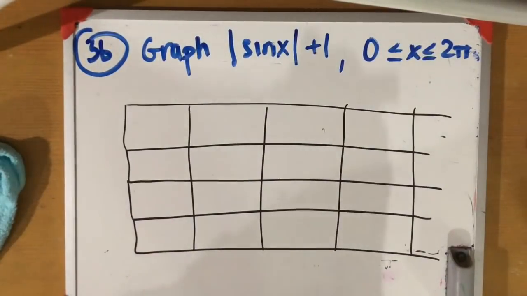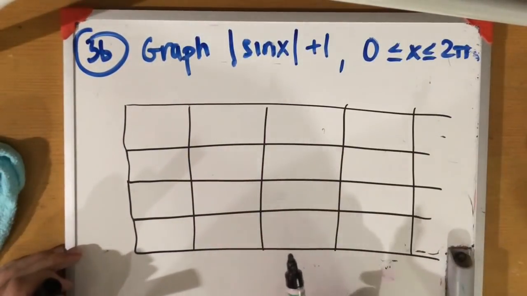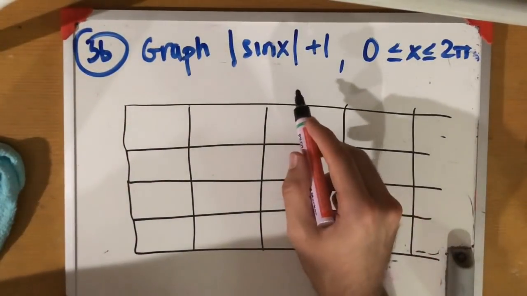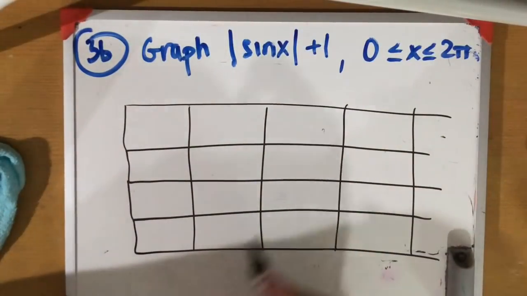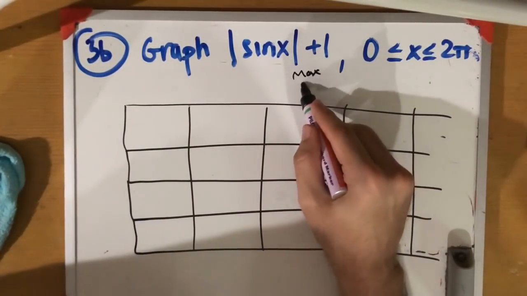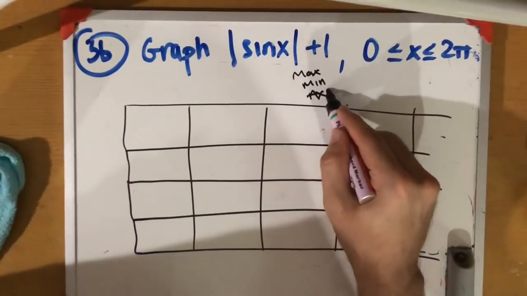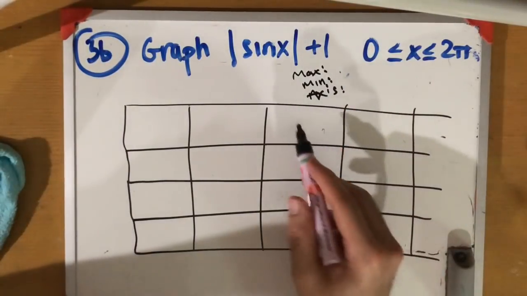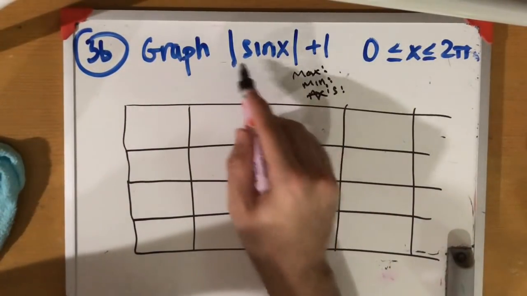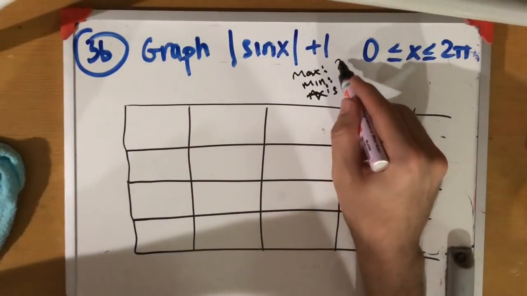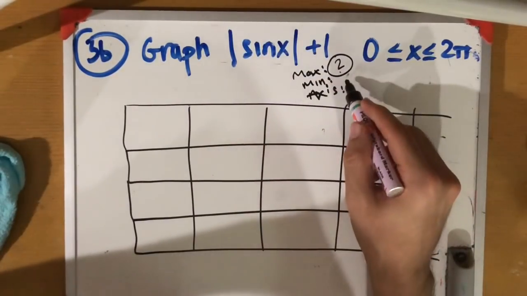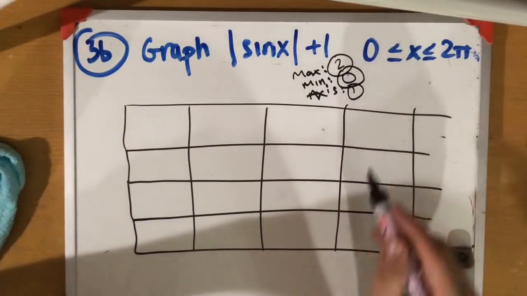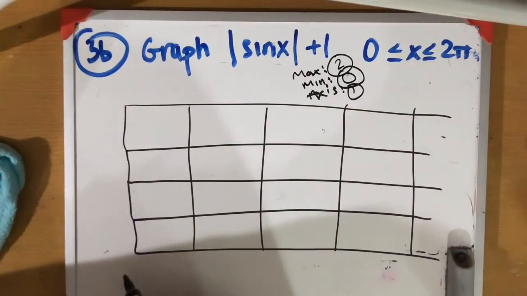All right, 3b. In 3b, we have an absolute value within our graph. So again, I'm going to graph this using my max, min, and axis, pretending as if the absolute value wasn't there. Pretending these two brackets were not there, 1 plus 1 would be 2. Minimum, 1 minus 1 would be 0. And then the axis would just be 1. Let's go ahead and put our values.